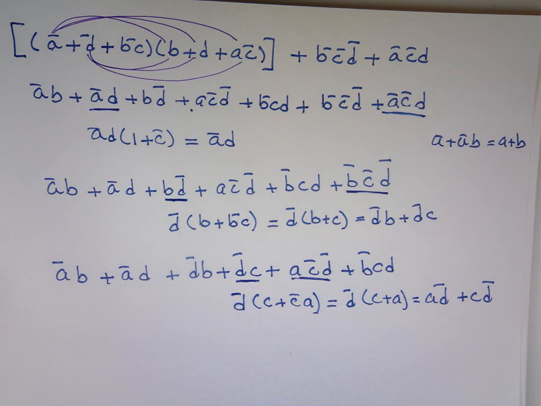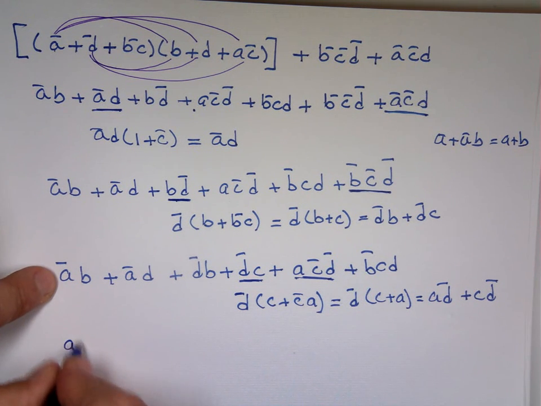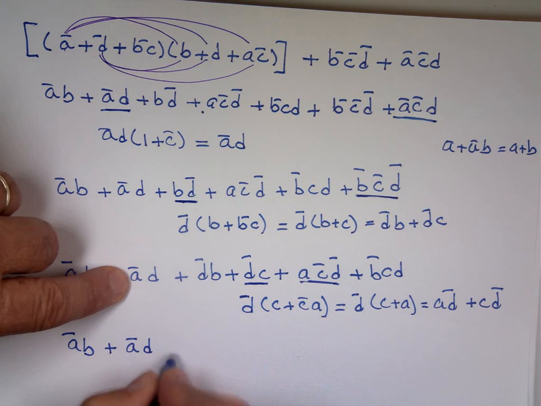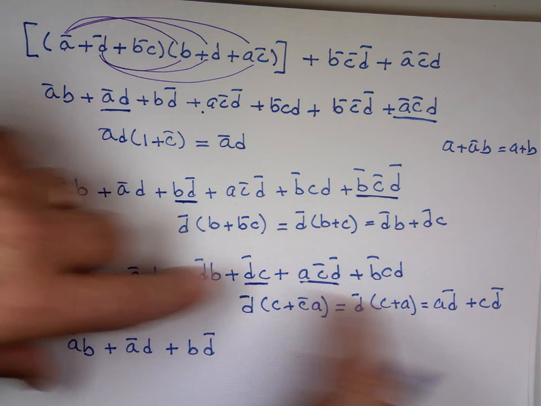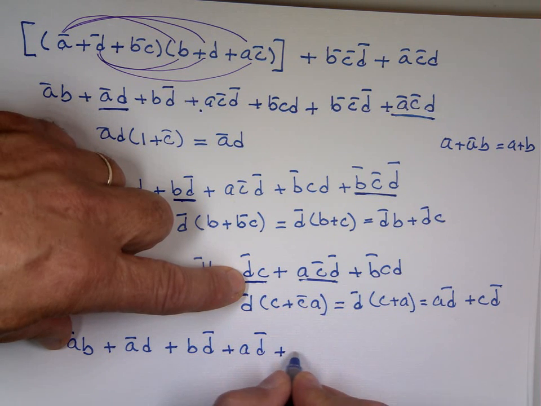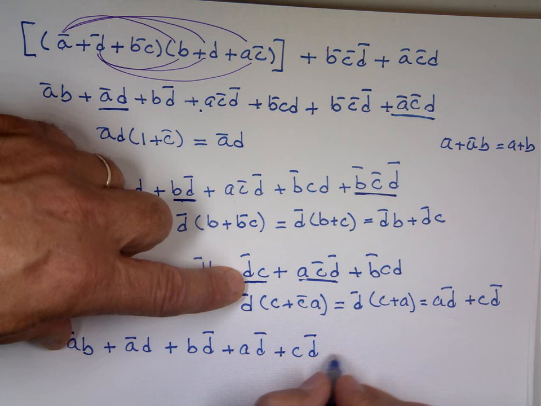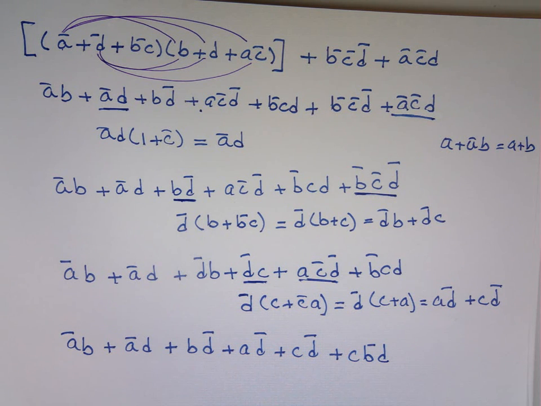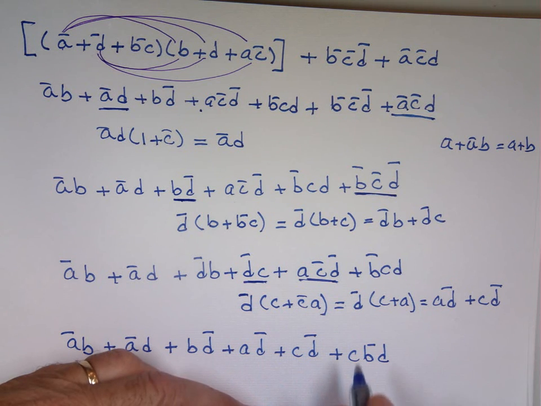So here we go. A bar B, A bar D, B D bar. Now these two here, I'm going to replace them with what? A D bar plus C D bar. And I have another one, which is what? C B bar D. I can take these two and simplify them.